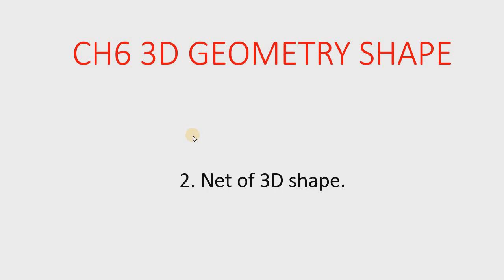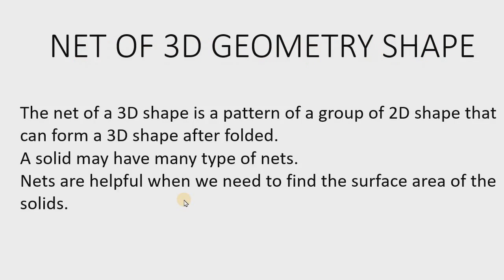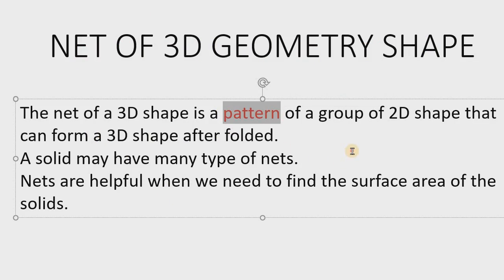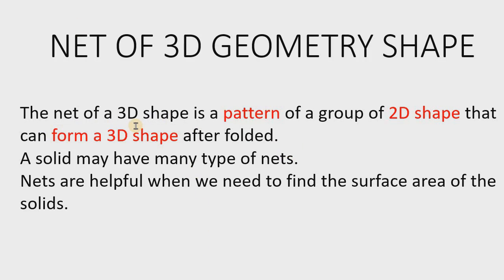Okay, so we continue in chapter 6, 3D geometry shape. There is a net of 3D shape. Okay, what's the meaning of net? Net of a 3D shape is the pattern of a group of 2D shape. That means there is an arrangement for a group of 2D shape. After arrangement, when you fold up the net, you will form a 3D shape. Okay, that is a net.